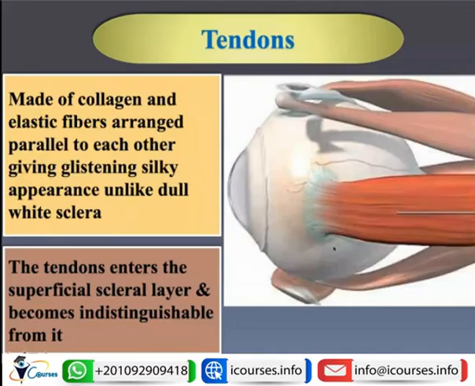The tendon itself is made of collagen, arranged parallel to each other, giving the glistening appearance of the muscle tendon. The tendon enters into the superficial sclera and then becomes indistinguishable from it. So they mingle with the layers of the sclera. And if you remember, we said that the thinnest part of the sclera is located at the insertion of the recti muscles.